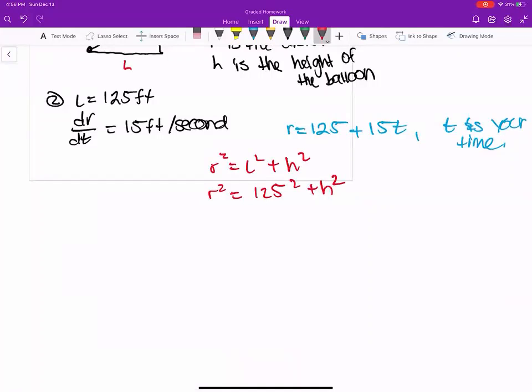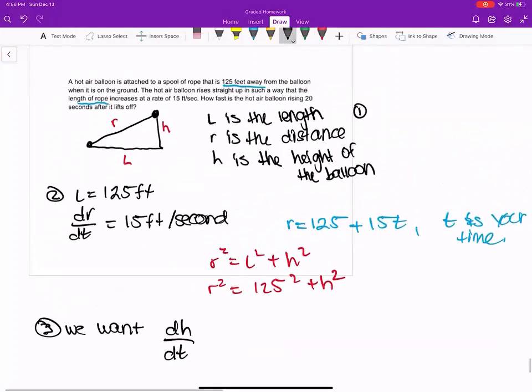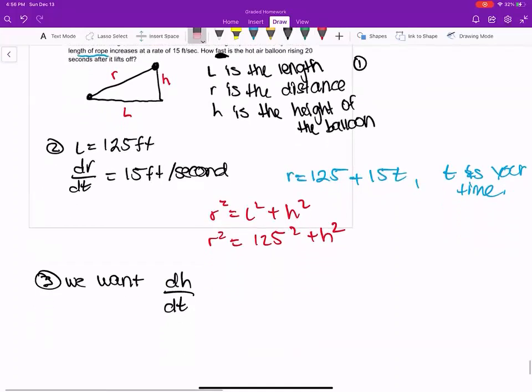Okay, so now what do we want to find? We want dH by dt, because we want to know how fast, at that specific height, the balloon is rising. When time is 20 seconds.